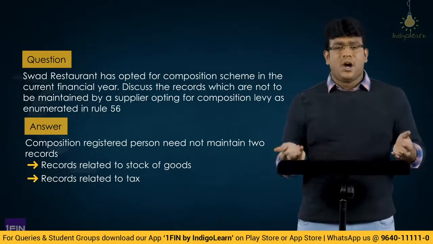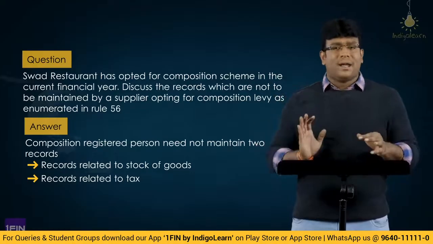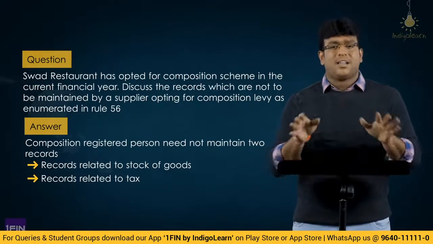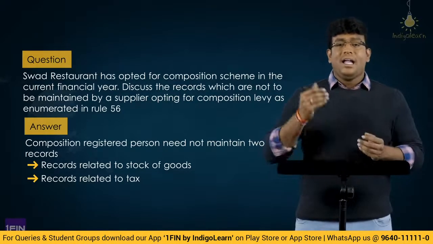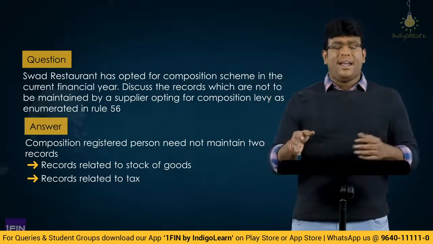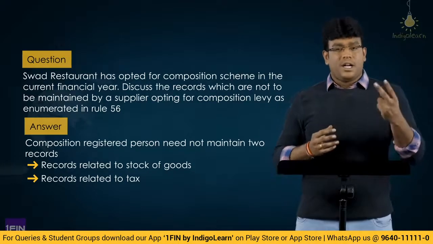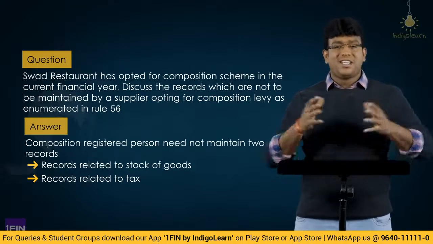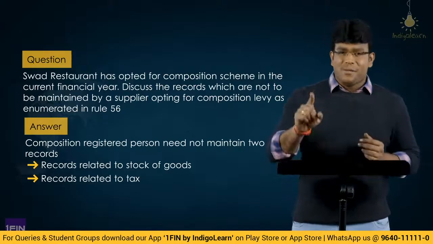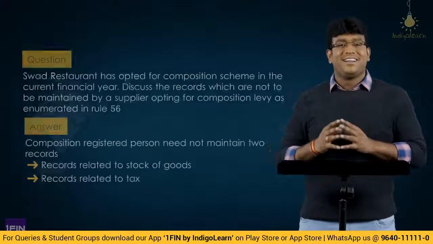The logic is simple because composition registered person will directly pay tax on outward supply. He will not take input tax credit also. That is the reason why he need not maintain details of tax also. Output tax payable, paid, input tax credit, all these details he need not maintain. So there are 2 records which composition registered person need not maintain. Number 1, details of stock. Number 2, details of tax paid.